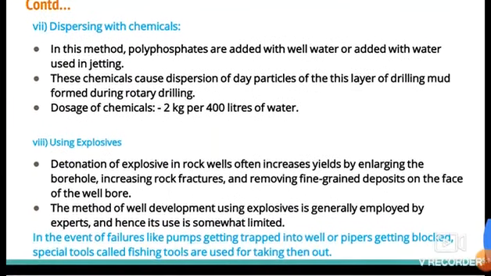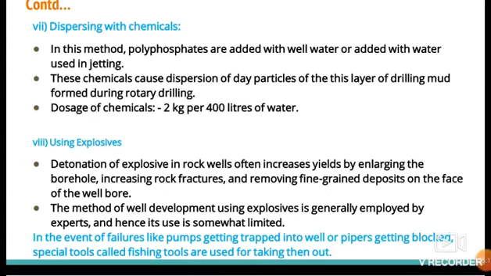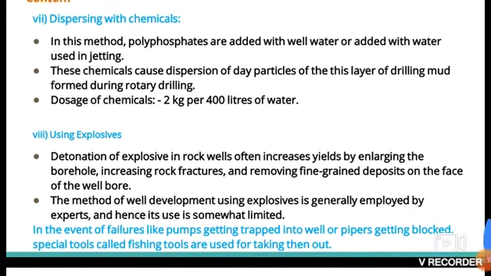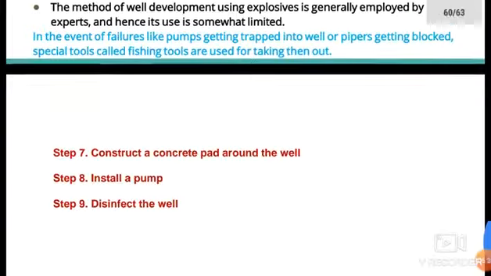Dispersing with chemicals: we are not using any force in this case. We are using some chemicals for dissolving all the materials, and we are taking the remaining fluid out. Using explosives, we can enlarge the well or remove the fine particles by means of some explosive. That is the method used here.